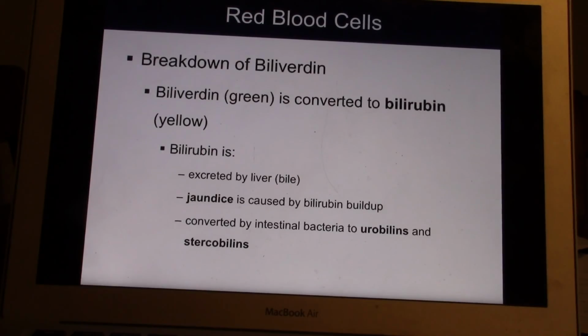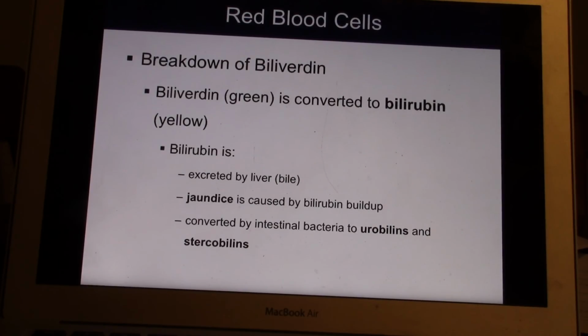Now, once it's turned into bilirubin, normally we pass it down our bile duct, empty it into our intestine. It goes down and gets digested along with the rest of our food. Some of it is turned into what's called urobilin. Urobilin, you might get the idea that's from the urinary system, urobilin.